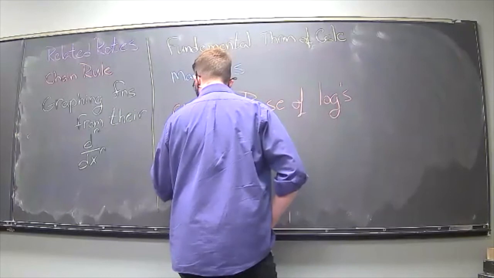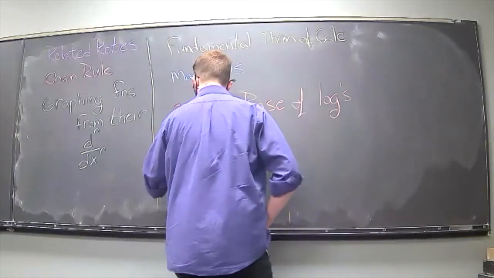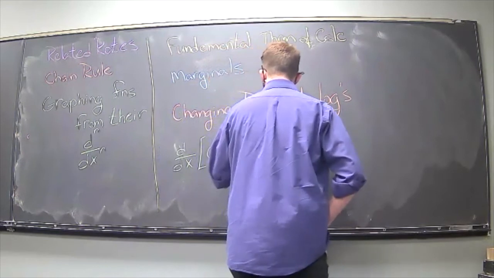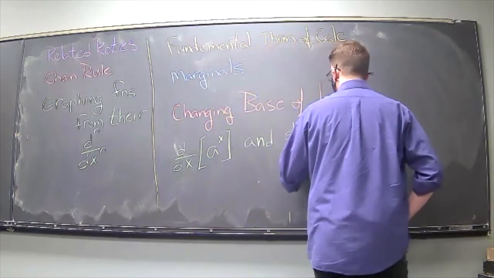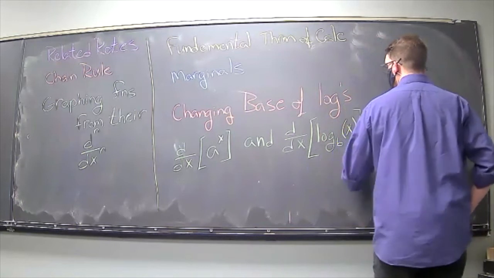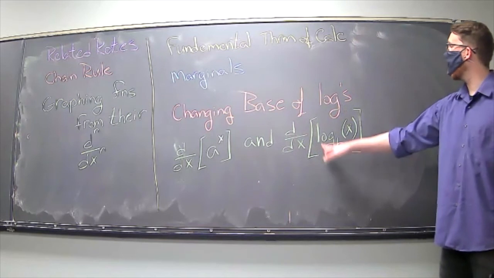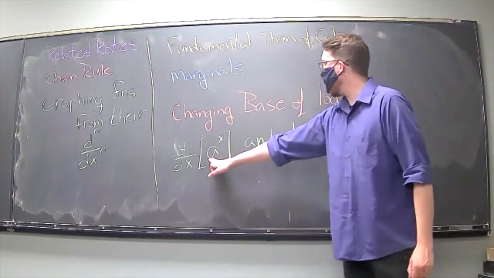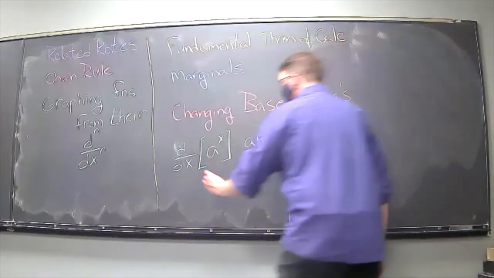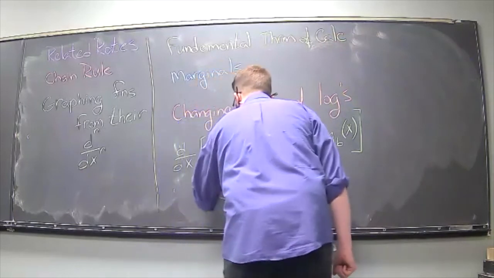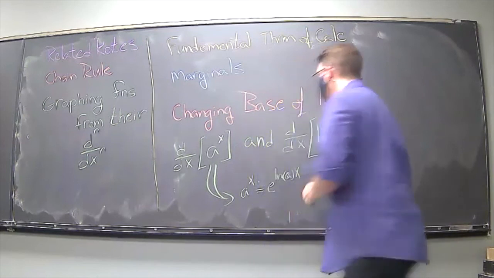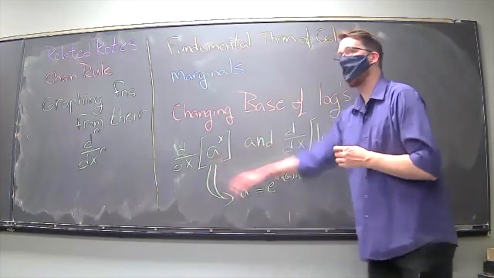The derivative of a to the x and the derivative of logarithms other than the natural logarithm. Remember, for the derivative of logarithms other than natural logs, we use the change of base formula. And for the derivative of a to the x, we just rewrote this in terms of the exponential and the natural log, right? We took advantage of the fact that a to the x is equal to e to the ln of a times x, right? That was how we were able to find the derivative of this thing.